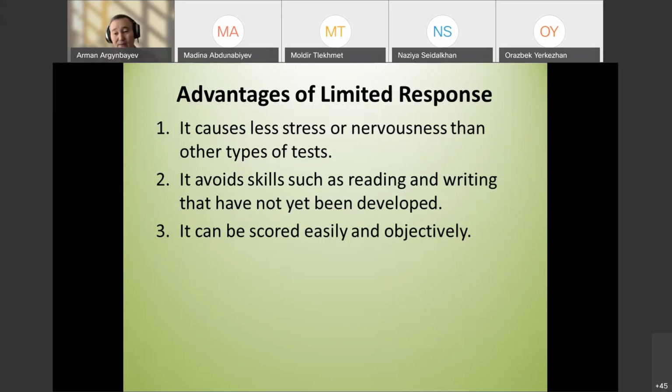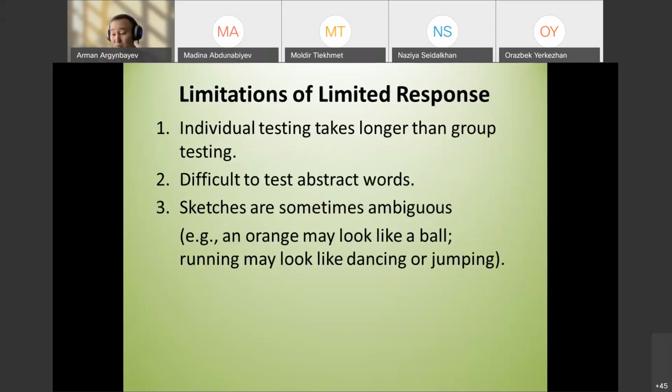They don't have lots, and it can be scored easily and objectively. So you can see immediately if students understand you or not. If you do it, it will take a lot of time because you have to do it one by one.